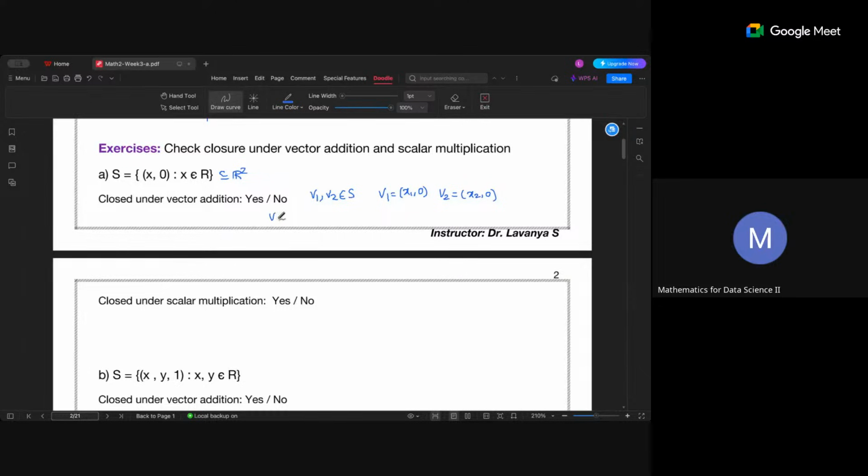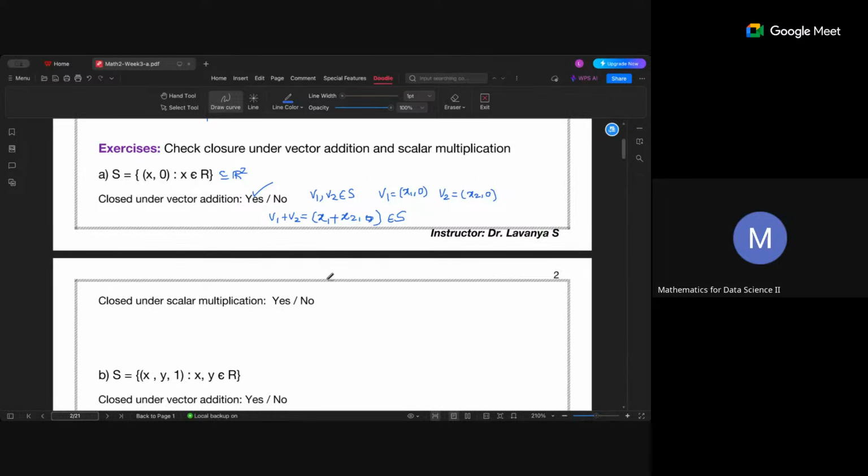Now, what about V1 plus V2? V1 plus V2 is simply x1 plus x2 comma 0. Is it there in the set S or not? Yeah, it belongs to S, right? So this is closed under vector addition. Okay. Is this closed under scalar multiplication?